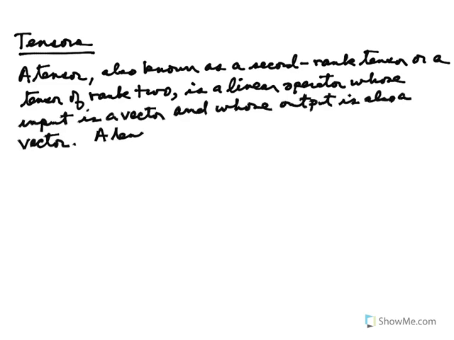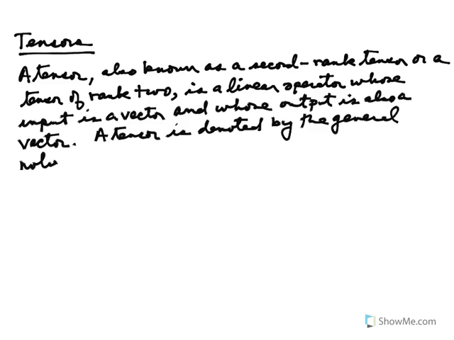A tensor is denoted by the general notation T with two underbars. So you'll notice there that there are two underbars. And that distinguishes it from a vector, which we generally denote with one underbar.